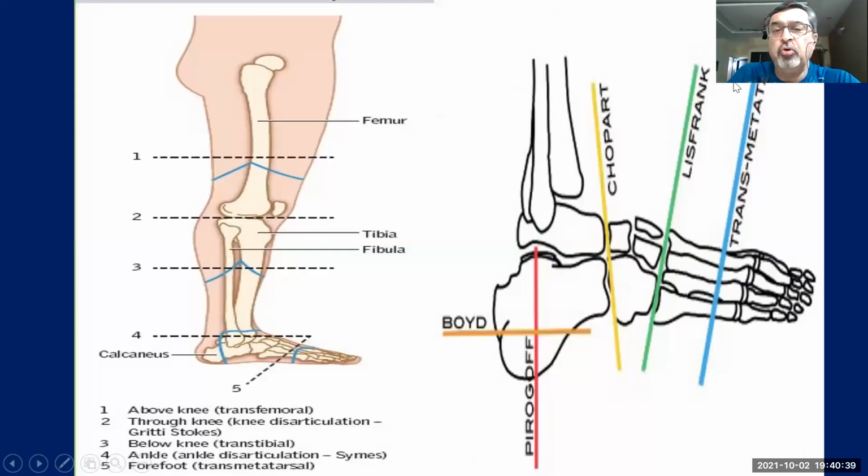So these are a few. The new nomenclature is not above knee but transfemoral. Through the knee it is known as knee disarticulation. Below knee is transtibial. At the ankle it is known as ankle disarticulation. Along the ankle it is a Symes. And these are a few named amputations. Lisfranc is through the tarsometatarsal joint.